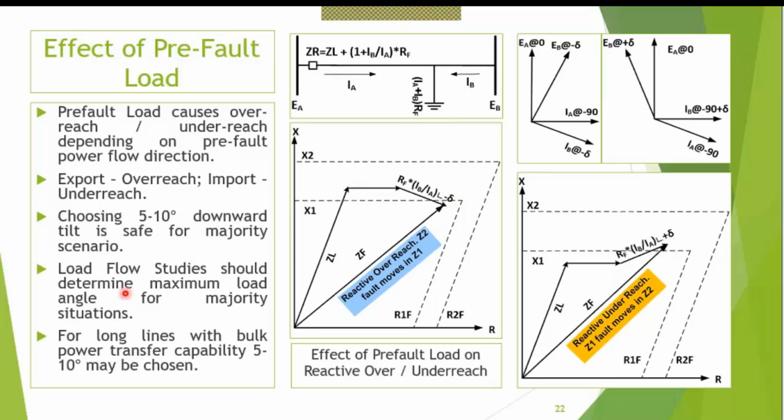Generally, a 5 to 10 degree downward tilt is safe for the majority of scenarios. What is downward tilt? I have it in the next slide. You have to do load flow studies in general to determine the maximum load angle for the difficult situation. For places where there is very high power transfer, for long lines with bulk power transfer capability, 5 to 10 degrees may be chosen by default so that this overreach does not happen. This is what we are more concerned about.